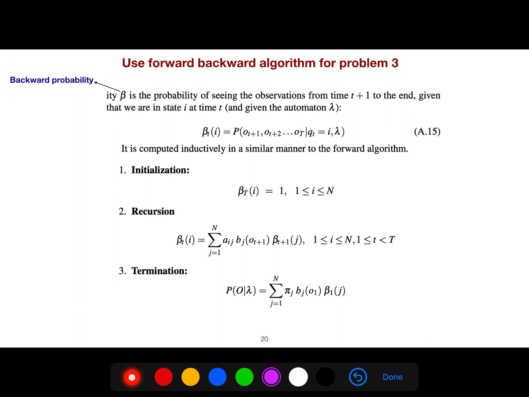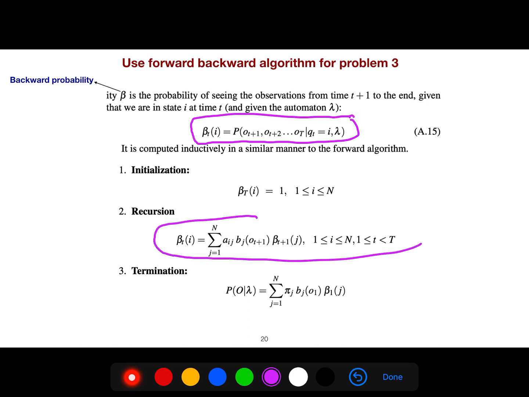And the backward probability is beta. The forward is alpha. The backward is beta. And so we create a data structure again. And what we need in dynamic programming is just a recursion. And the intuition behind this recursion is in the next slide. But after we created this beta, what we want is the probability of observation given lambda. And so this is how we create the probability of observation.